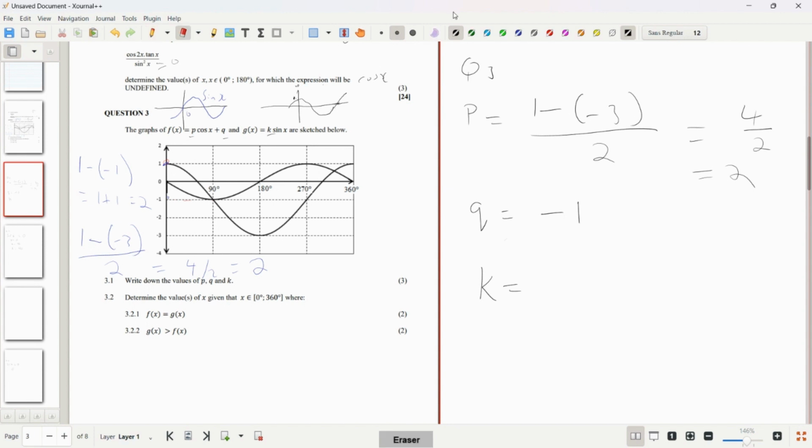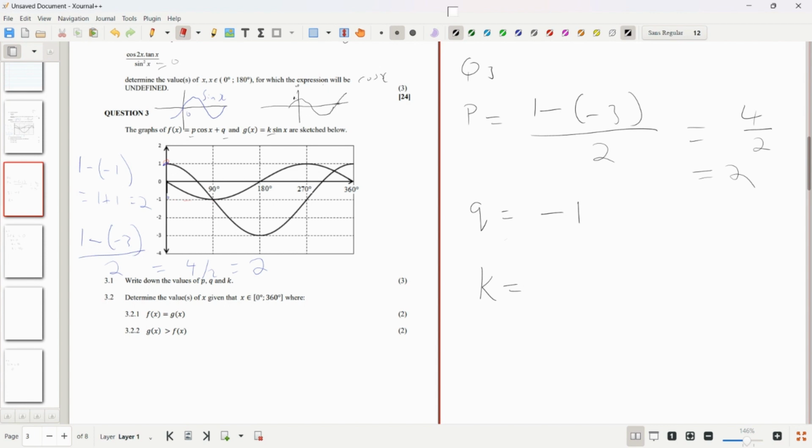Let's check K. K is on the sine graph. We can see the sine graph, right? Look at the original sine graph. So it's like this one. Here it goes down, like you can see the minimum here. So what does this tell us? It tells us it has been reflected on what? On this x-axis, right? It has been reflected on this x-axis.